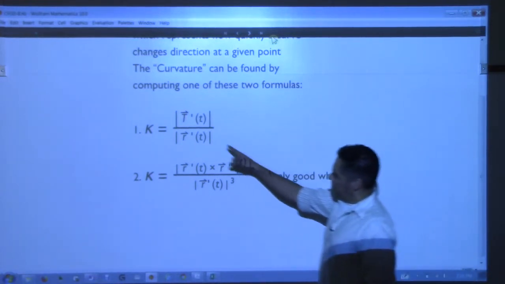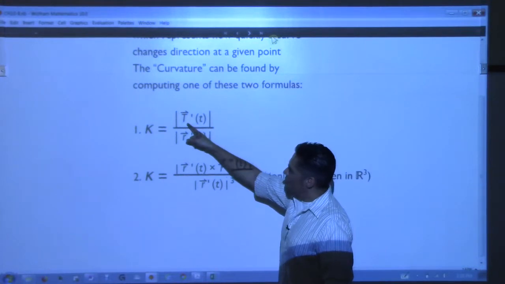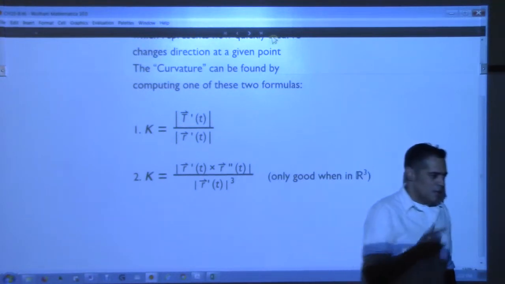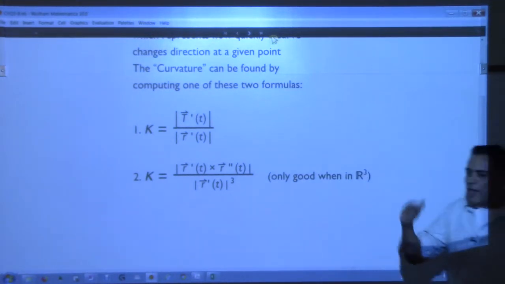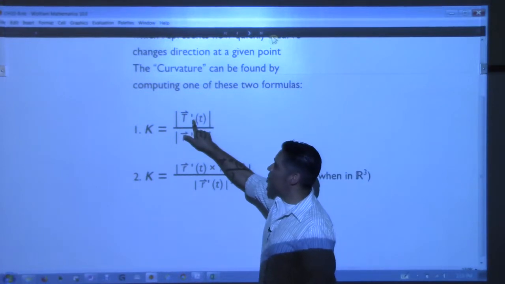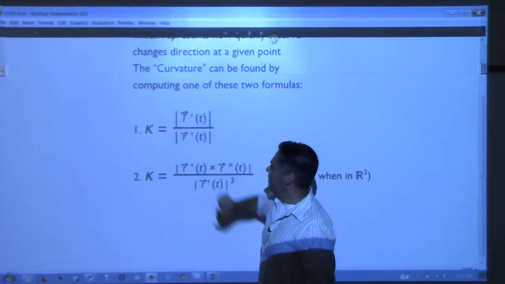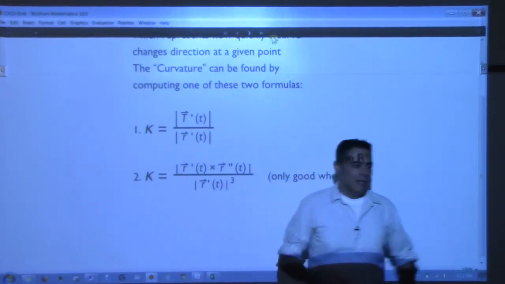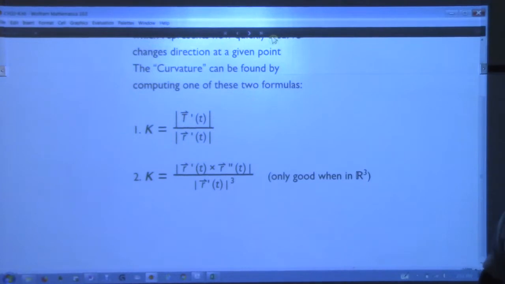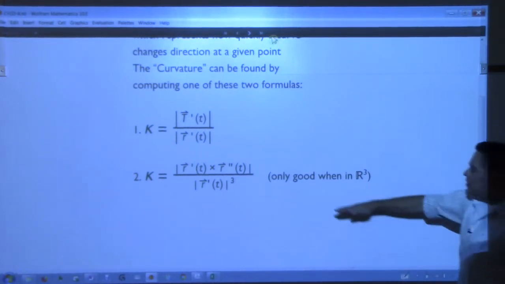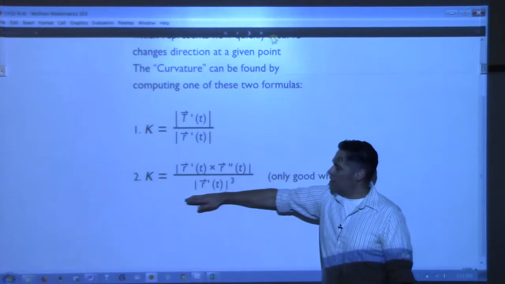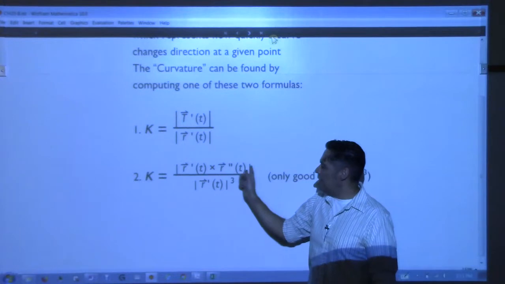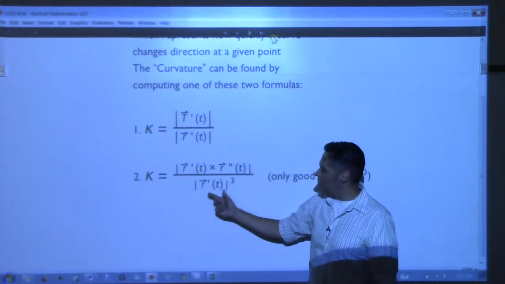The first one is the capital T. What was capital T of t without the derivative? What was capital T of t? The unit tangent vector, right? So if you calculate the unit tangent vector, then take its derivative, then take its magnitude, and divide it by the derivative of the vector function, its magnitude, that will give you the curvature. Or if you don't like that, you can do this formula instead, where you take the first derivative of the vector function, cross it with the second derivative, take the magnitude, and then divide it by the first derivative's magnitude cubed.